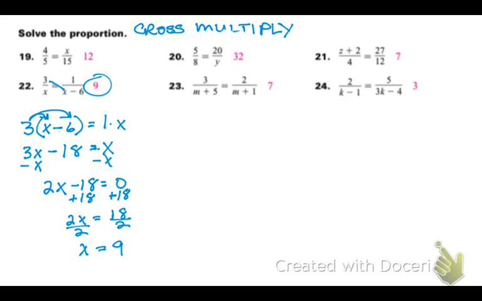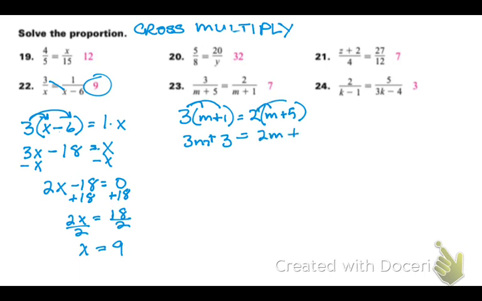Okay. 3 times m plus 1 is equal to 2 times m plus 5. Now you're going to have to distribute on both sides. 3 to m, 3 to 1. So 3 times m is 3m, I have a plus in the middle, plus 3 is equal to 2m plus 2 times 5 is 10. Let's gather our like terms. Let's subtract 2m from both sides.